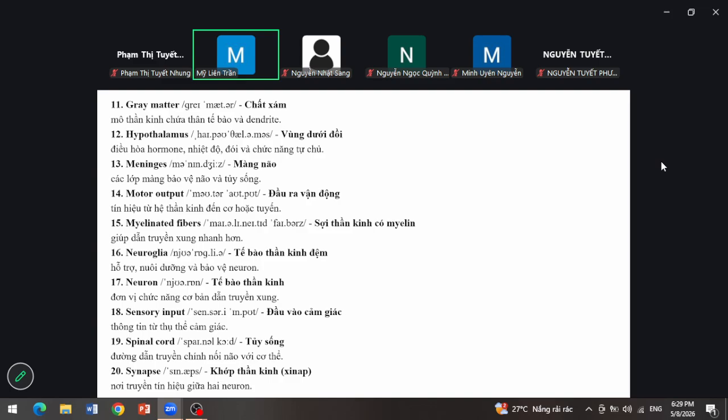15. Myelinated fibers, nerve fibers covered with a myelin sheath for faster impulse conduction. 16. Neuroglia, supporting cells that protect, nourish, and assist neurons. 17. Neuron, the basic functional cell of the nervous system that conducts impulses. 18. Sensory input, information received from sensory receptors about internal or external conditions. 19. Spinal cord, the major nerve pathway connecting the brain with the body. 20. Odd synapse, the junction between two neurons where signals are transmitted.